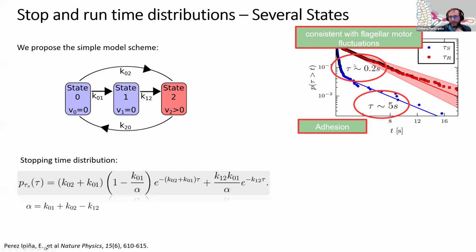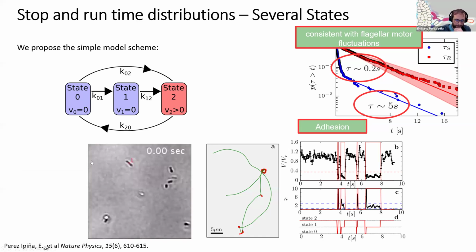And now we can associate these time scales with different physical phenomena that are happening. So this 0.2 is consistent with the fluctuations in the flagellar motors. But this 5 seconds time scale is much larger, and we believe it is associated with adhesion. Let me show you this movie to show you that we actually observe adhesion here. And you can see the adhesion, because it manifests here in the case of tethered movement. So basically, one flagellum gets stuck to the surface, and the cell is going to rotate kind of in a circle. And you will see it now.